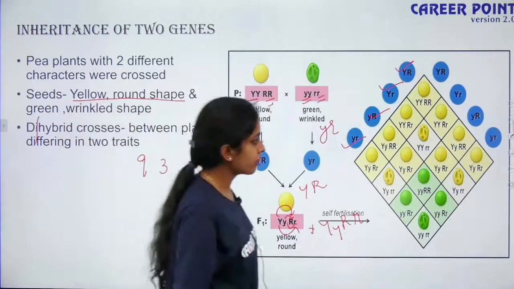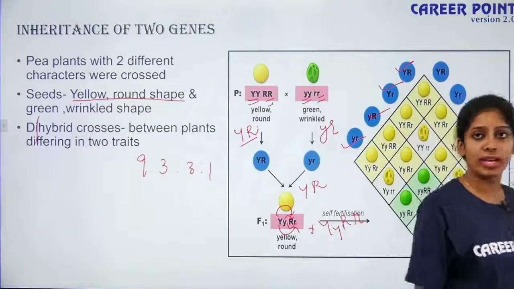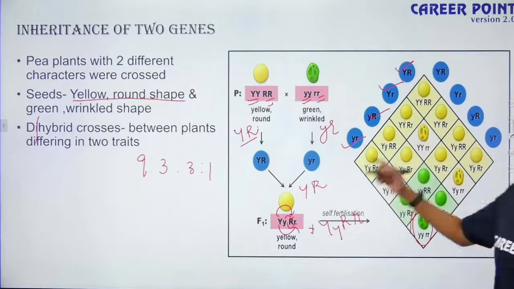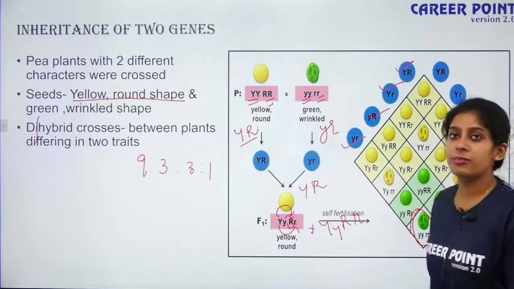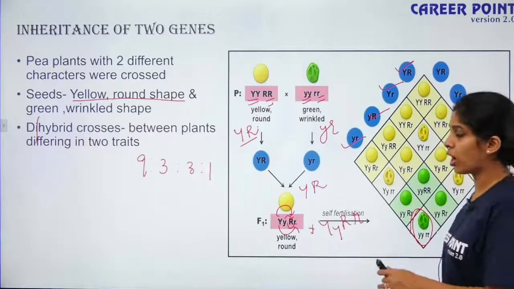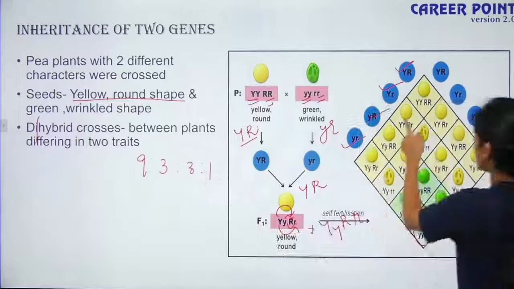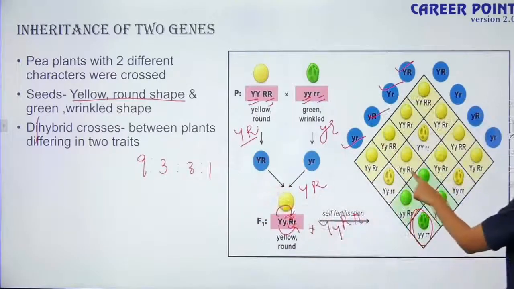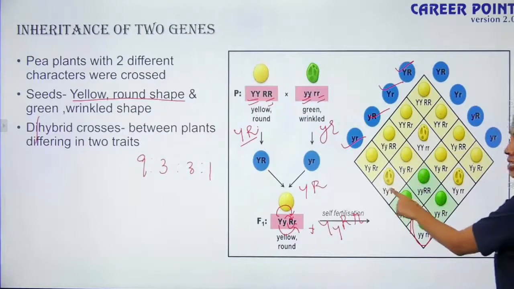So 9:3:1. You have 3 yellow wrinkled and only 1 recessive one, that is your green wrinkled. So this is the phenotypic ratio, 9:3:1. So 9, you count the yellow color, the dominant yellow ones. So 3 is this yellow, which is yellow but wrinkled.